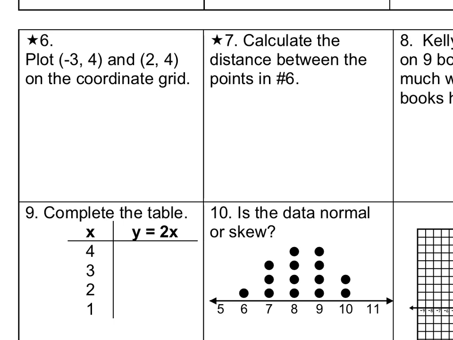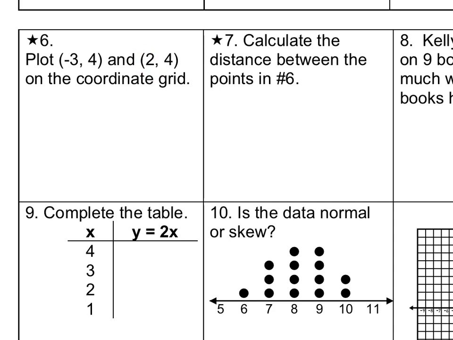Okay, so 6 and 7 work together, and we're going to plot these two ordered pairs. And so this will be left 3 up 4, this will be right 2 up 4, and you'll notice they're both up 4. So you're looking for part of it that is the same, right? Either the y coordinates will match or the x coordinates will match for the first part of this calculating distance. And then you're simply going to count how far away these are.